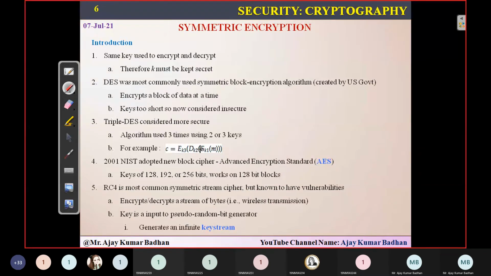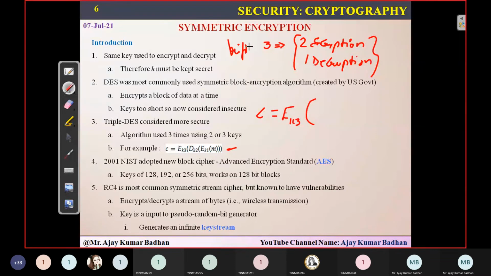Now, when they applied it 3 times, as I told you, this is the function they used. To get a ciphertext, they used an encryption function where they applied 3 different keys. What does the 3 times mean? 2 times they performed encryption and 1 time they performed decryption. This is what we call triple DES. Triple DES is nothing but applying encryption 2 times and decryption 1 time.